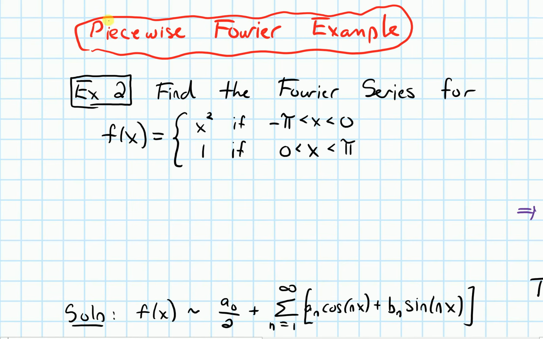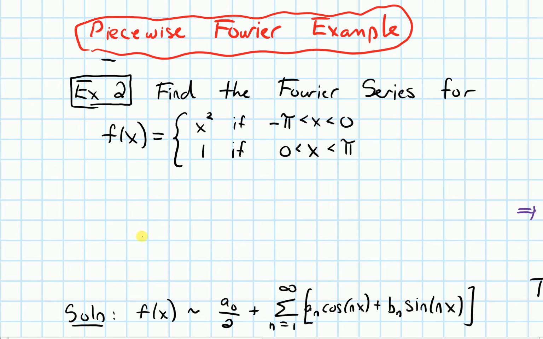In this video, we're going to look at a piecewise Fourier series example. So I want to start right away with the example. I want to find the Fourier series for this function f of x, which is this piecewise function that equals x squared if we're on the interval where x is between negative pi and 0, and it equals 1 if x is between 0 and pi.